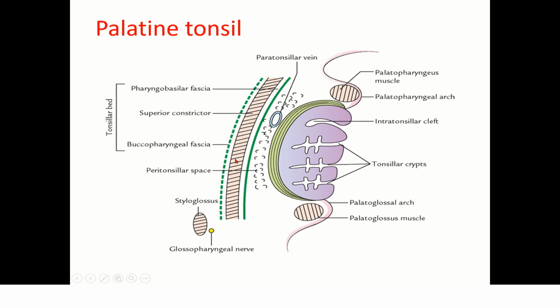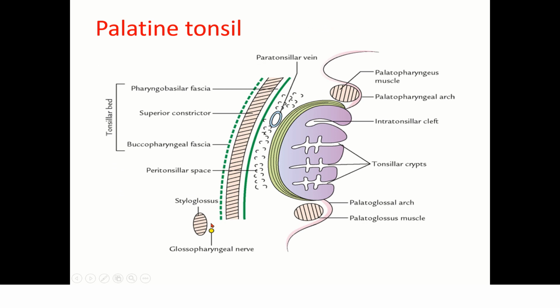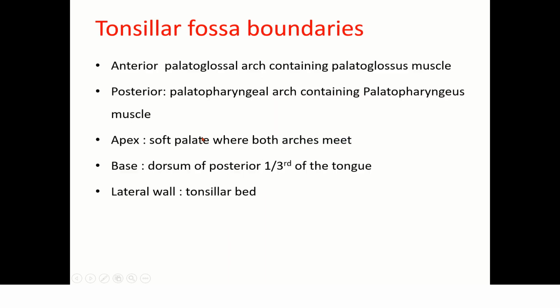In addition to this, a few minor structures are also present. You can see here the pharyngobasilar fascia and a few fibers of the palatopharyngeus muscle in the upper and posterior part. Then the superior constrictor muscle in the posterior superior two thirds, and the styloglossus muscle accompanied by the glossopharyngeal nerve in the anterior inferior one third. So styloglossus and glossopharyngeal nerve, superior constrictor. The palatopharyngeus, from palate to the pharynx, when it is traveling, is also in relation to the tonsillar bed.